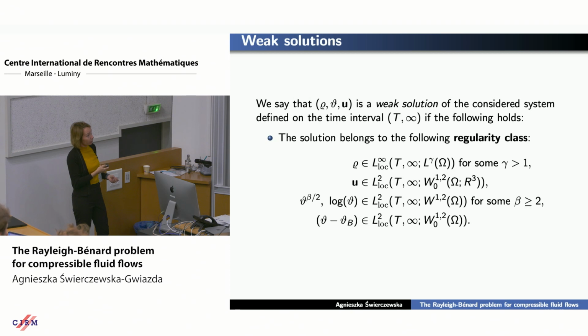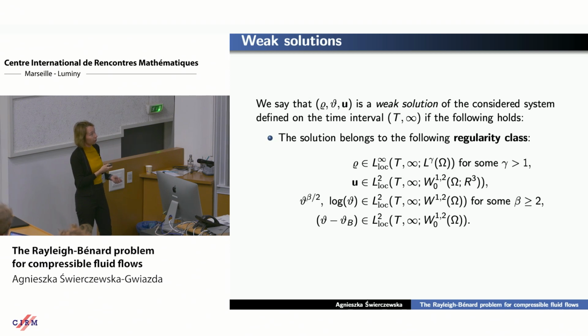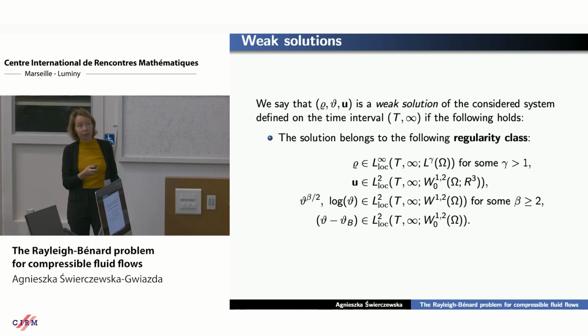So we'll say that density, temperature, and velocity is a weak solution on the time interval (0, infinity). Of course, I'm interested in this time interval because of this long time asymptotic that I have in mind. The existence result is on some time interval (0, T) for any T, but extending it to infinity is quite straightforward.